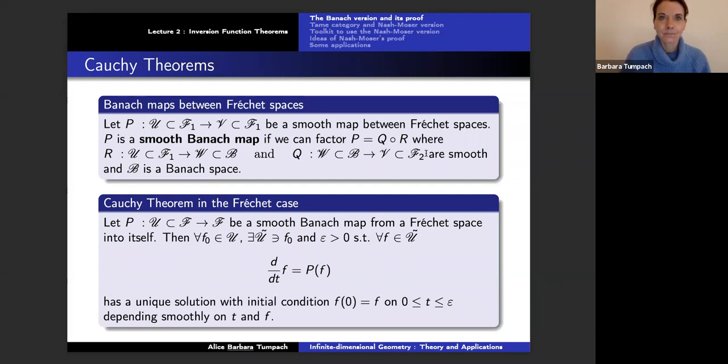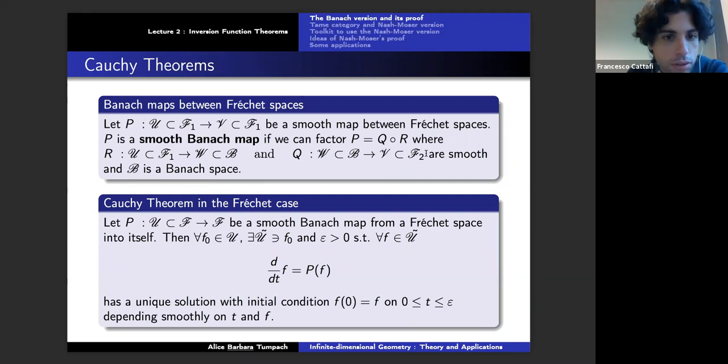and yes, the Nash-Moser theorem uses exactly this. So there will be Banach spaces entering the play in the Nash-Moser theorem. Actually, it was saying not about the map. I think he meant if you can insert the space.